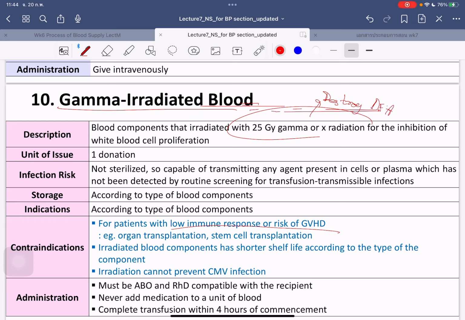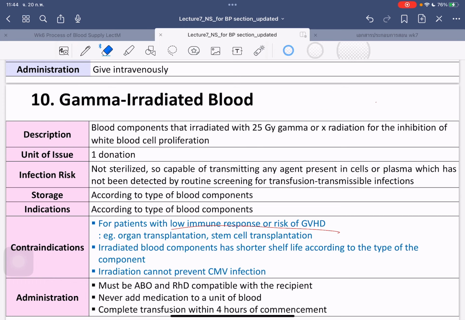But it destroys DNA, and the white blood cells are still present in the blood. It means that this method cannot prevent CMV infections, because CMV is inside the cell. Radiation cannot destroy the CMV inside the cells.